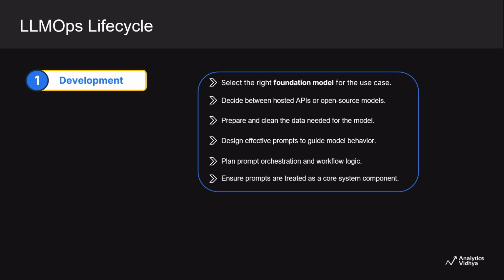Then comes prompt design, and this is critical. In LLM systems, prompts are not decoration, they are behavior controllers. You also plan for orchestration. Will this system make one model call or multiple? Will it retrieve data first? And this stage is architectural thinking.